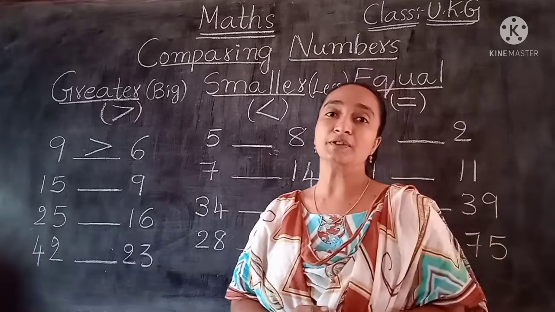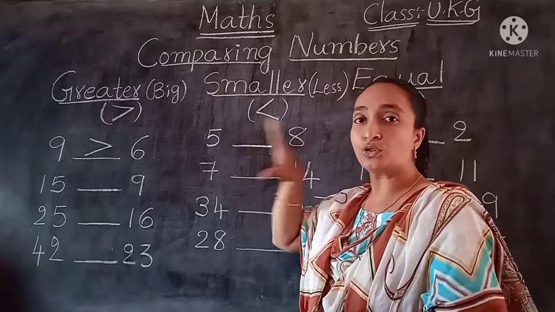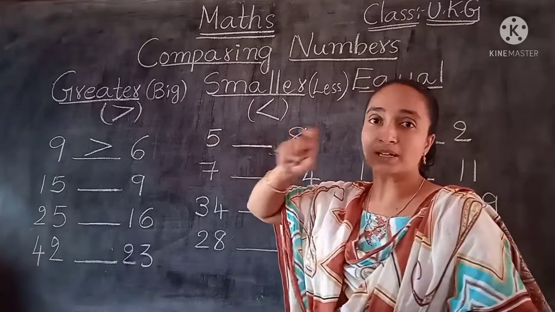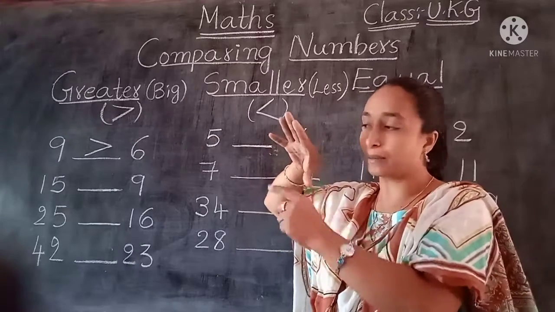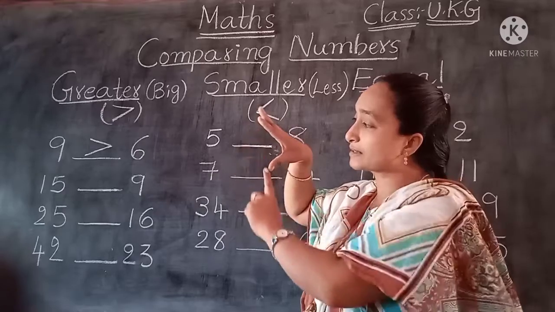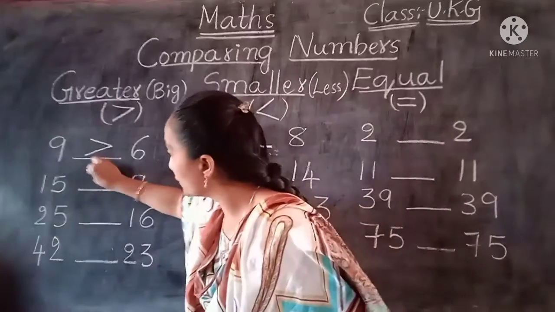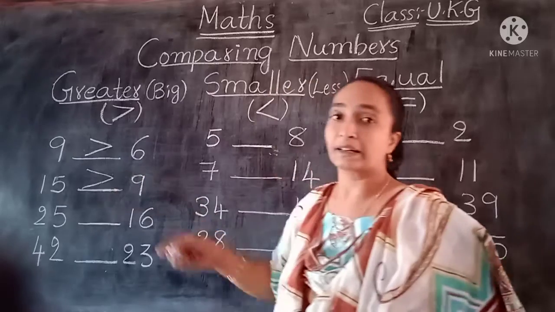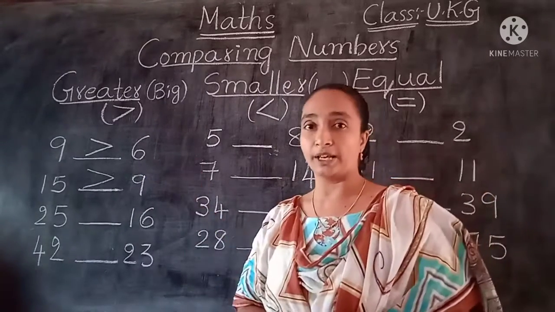Which side do we have to keep the symbol? Yes, obviously the crocodile mouth will open toward the bigger number, the open side. So 15 is greater than 9. Yes. Up to here okay.